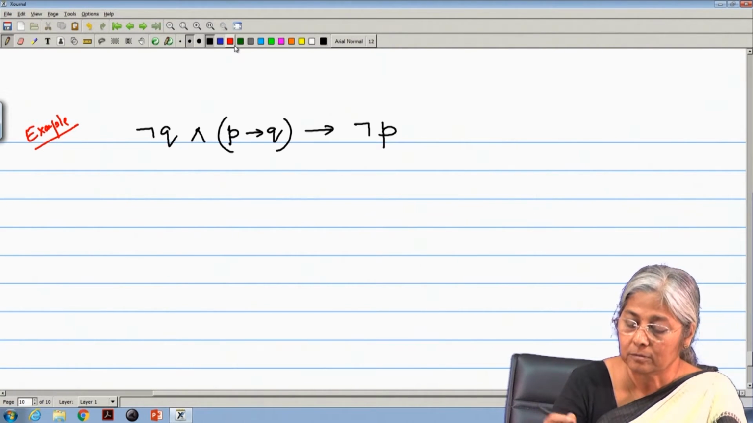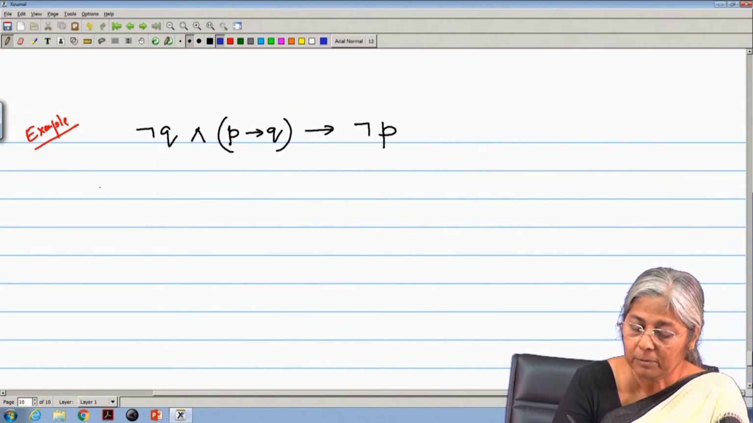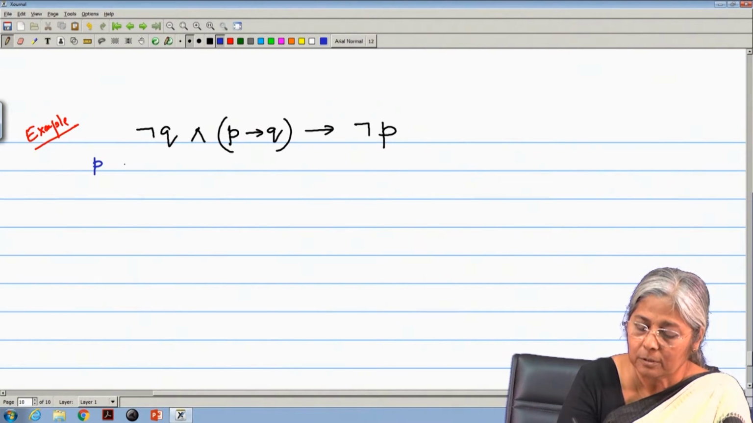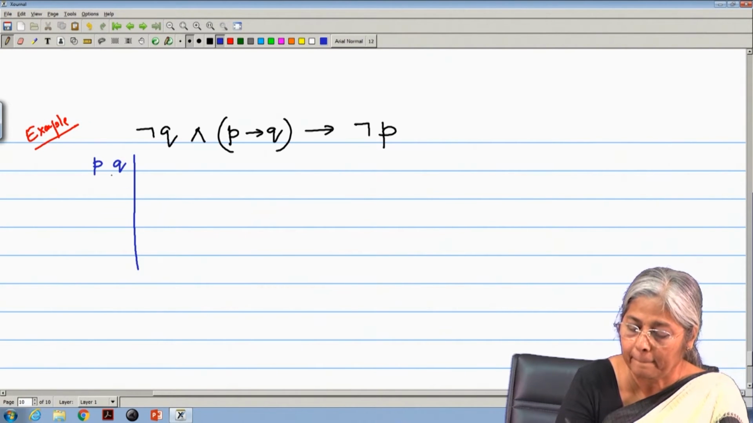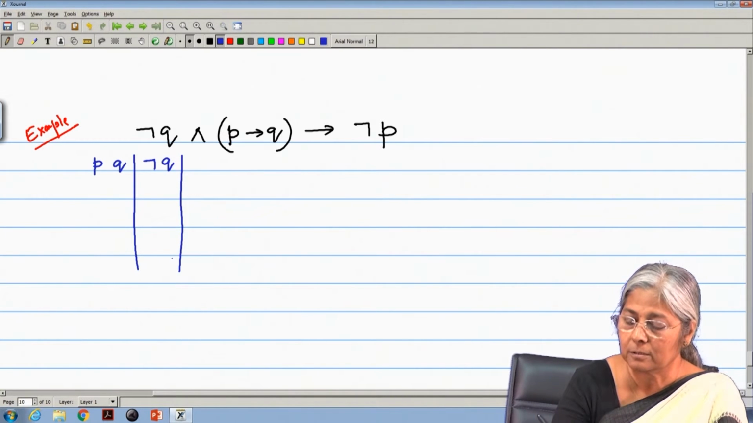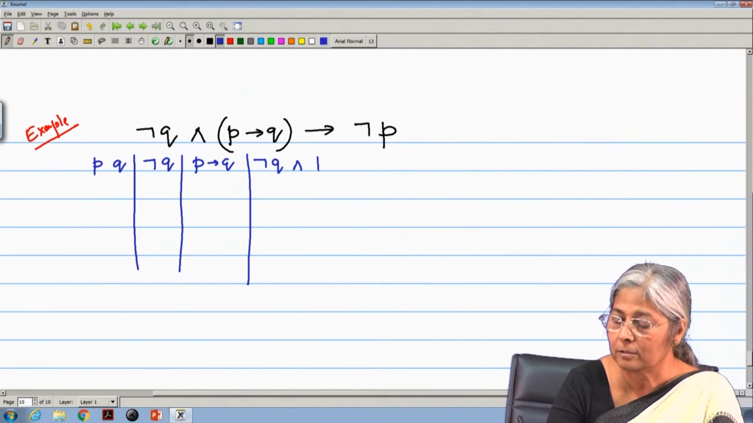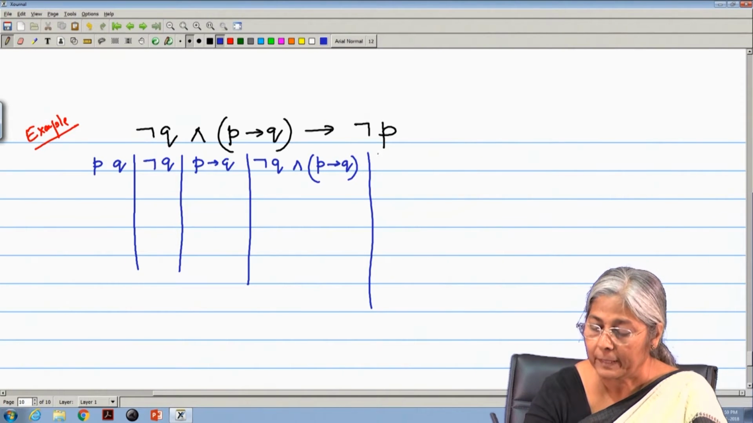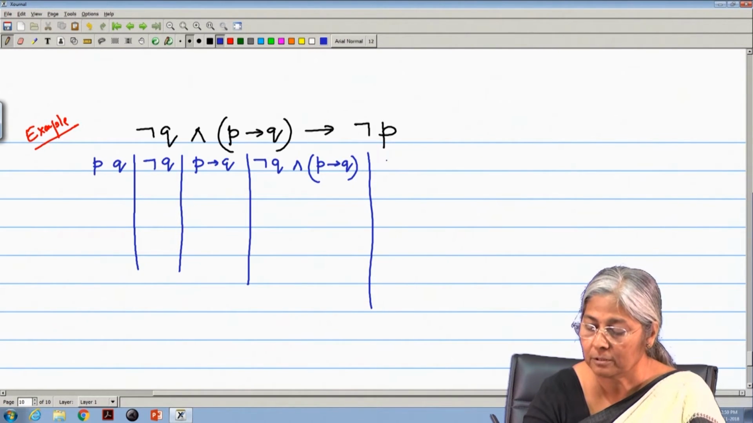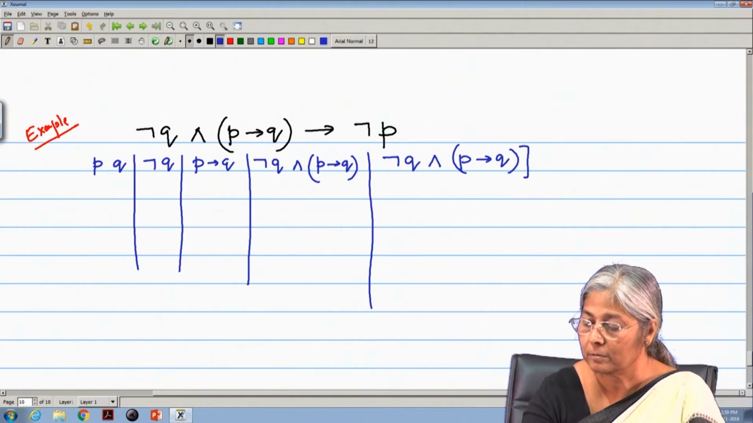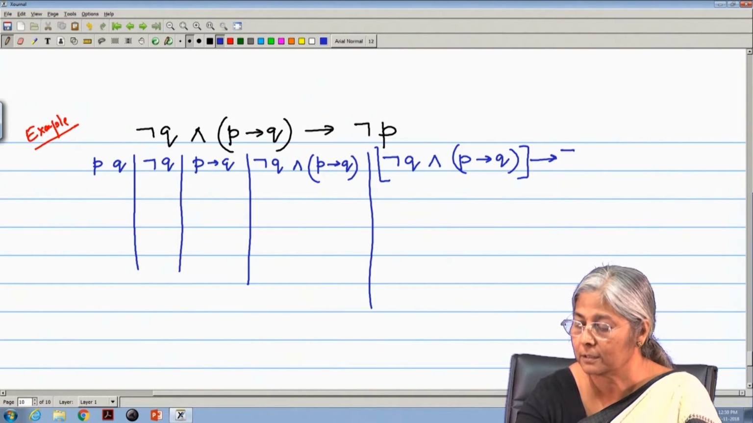Now, we see the truth table. Again, if we write P Q, then I need negation Q. So, I write that I need P implies Q, I write I need negation Q and P implies Q. Then together the final implication, the negation Q and P implies Q implies negation P.